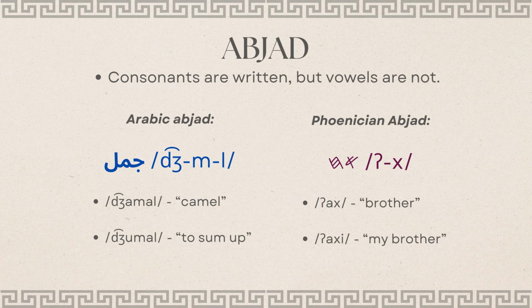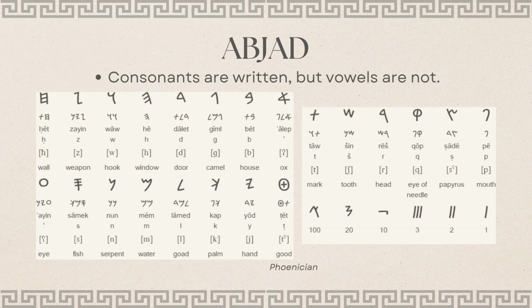Here's another Abjad, which is the Phoenician script. Phoenician is an old Afro-Asiatic language. So if you read this, it's a glottal stop and a velar fricative. So if you pronounce this as ah, so if you put an ah vowel in between these consonants, it means brother. But if you say ahi, it means my brother. And these are written the exact same way again, because they're only representing the consonant sounds. Vowels are secondary. So here's a better look into Phoenician.